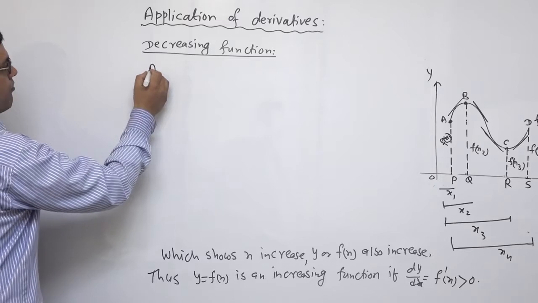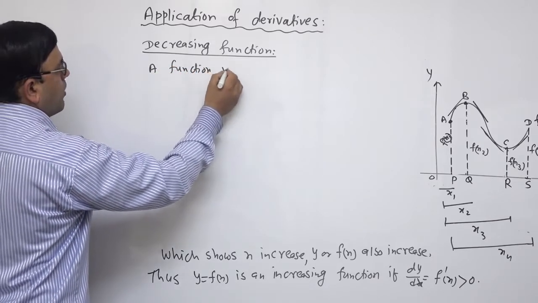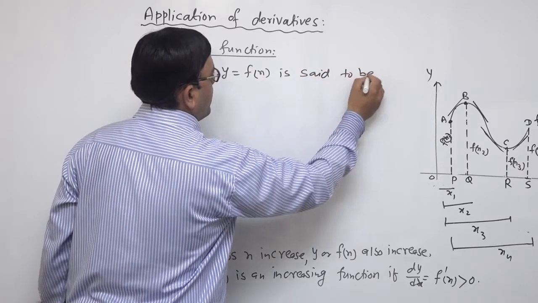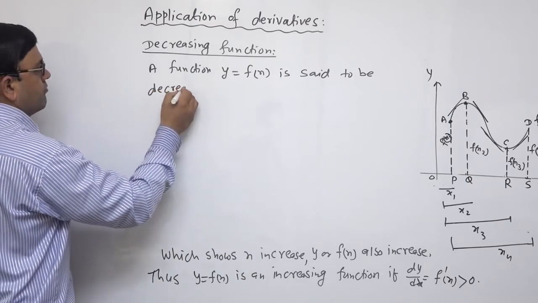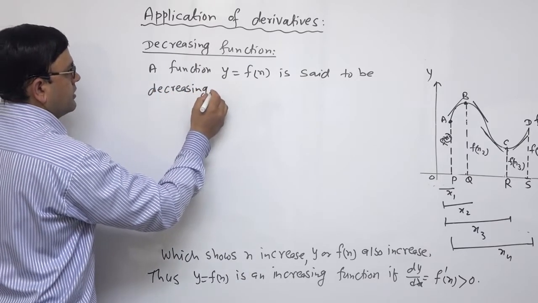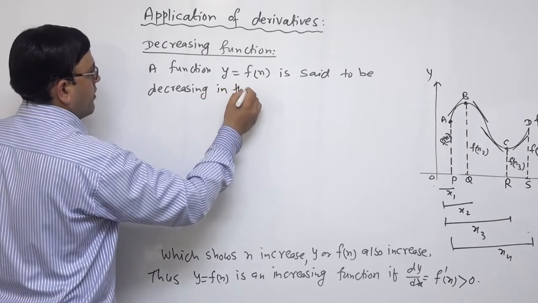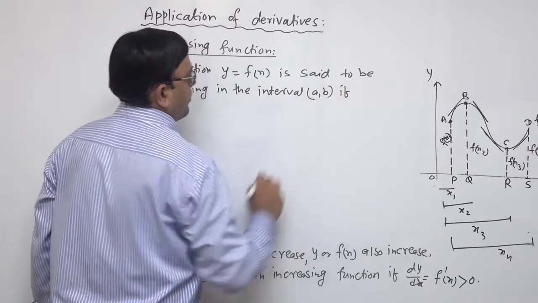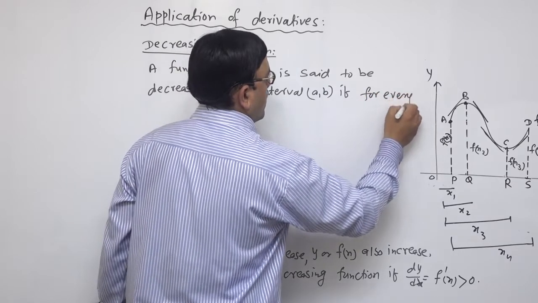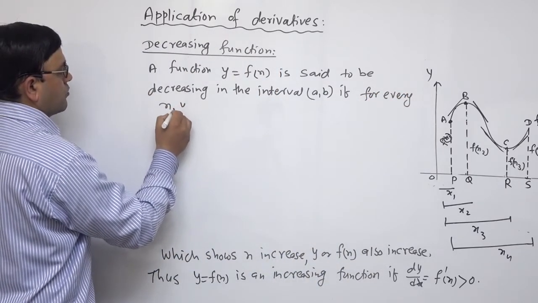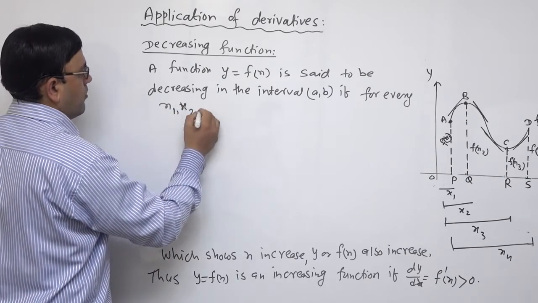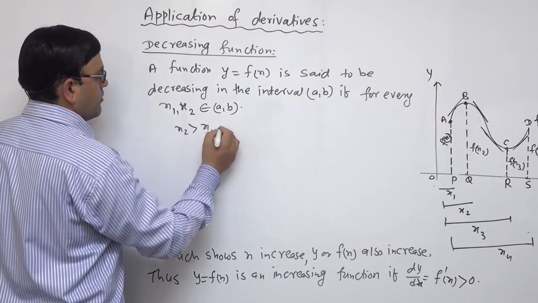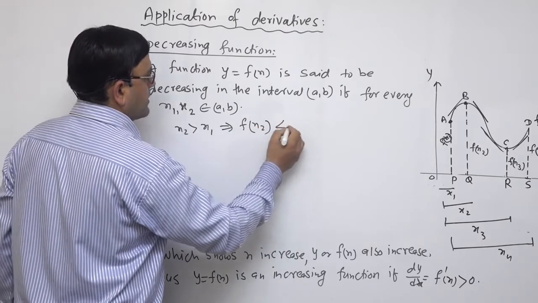Okay, this is the definition of function y is equals to fx is said to be decreasing function, said to be decreasing in the interval AB if for every x1 comma x2 belongs to AB, that is x2 is greater than x1, which implies fx2 is less than fx1.